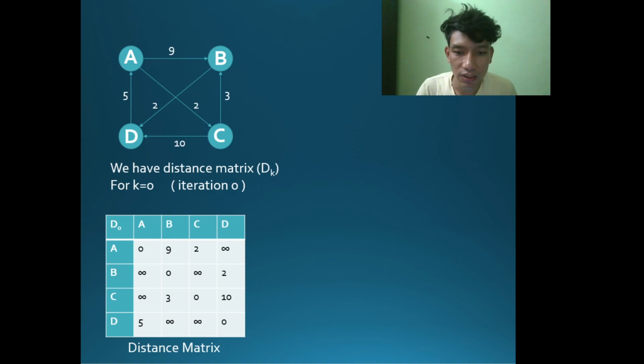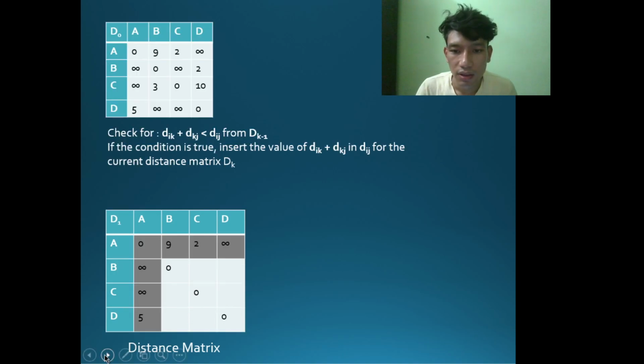In the case of A to D, even though there's an edge, it is not directed towards D, it is directed towards A. So from A to D there is no direct path, so we will write it as infinity. Using the same logic, we will fill out the other elements of the D naught matrix.